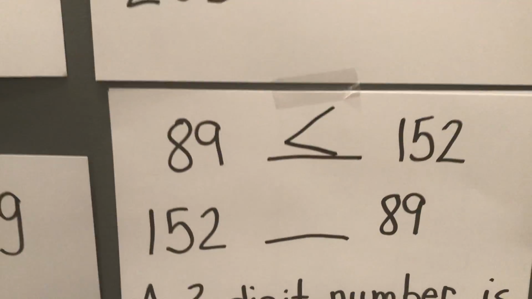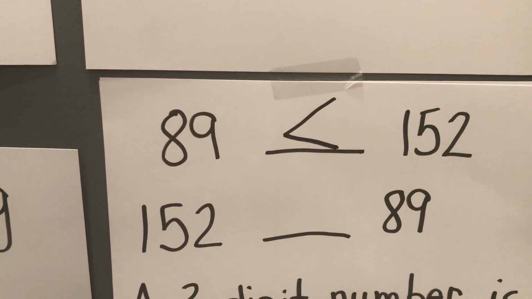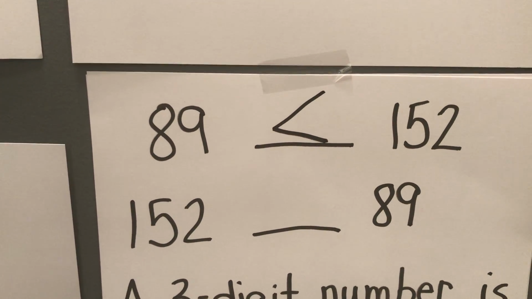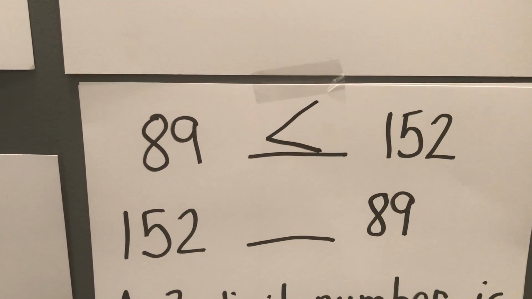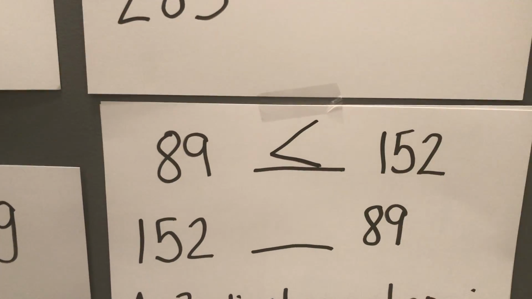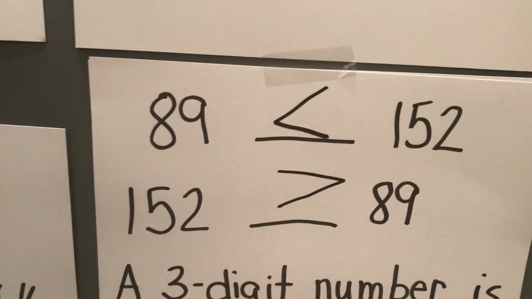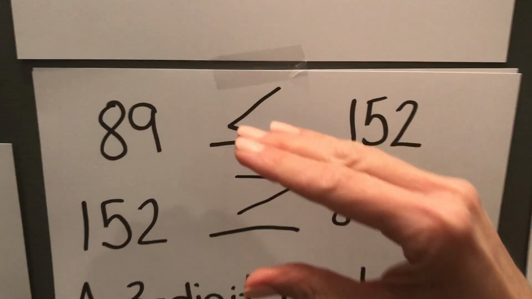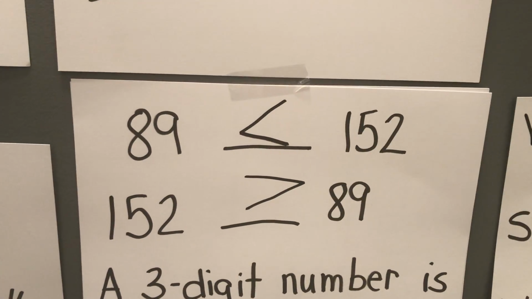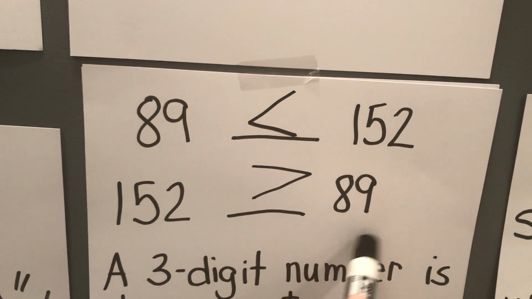I will show you in the next one. Now we're dealing with the same two numbers. 152, we want to say, is greater than 89. So what we're going to do is eat the bigger number. And of course, that's 152. So the open part is facing the bigger number because it's going to eat 152. Okay? So this says 152 is greater than 89.